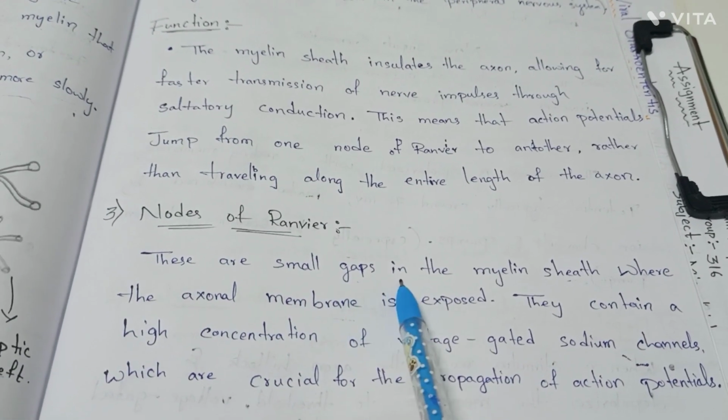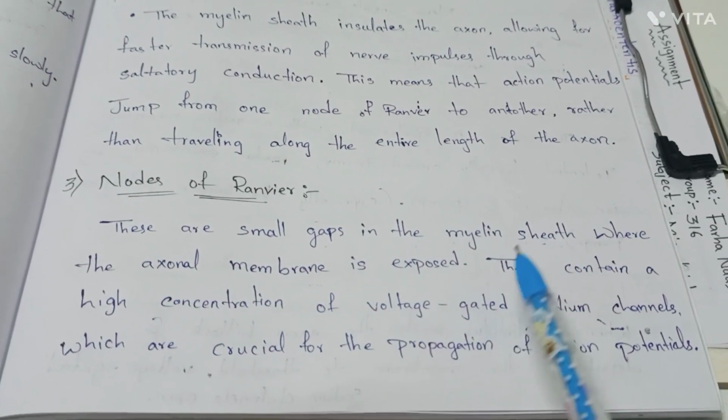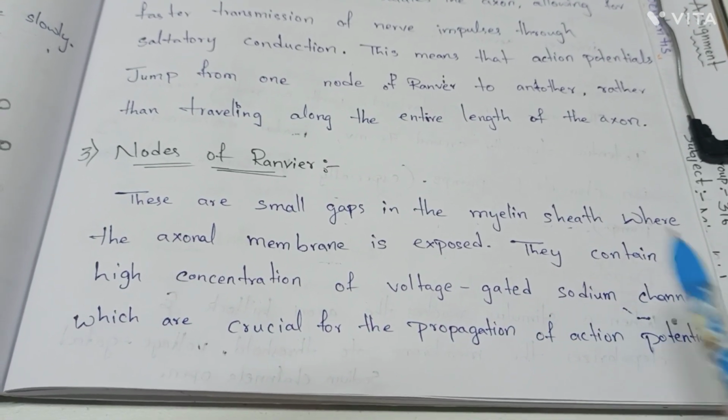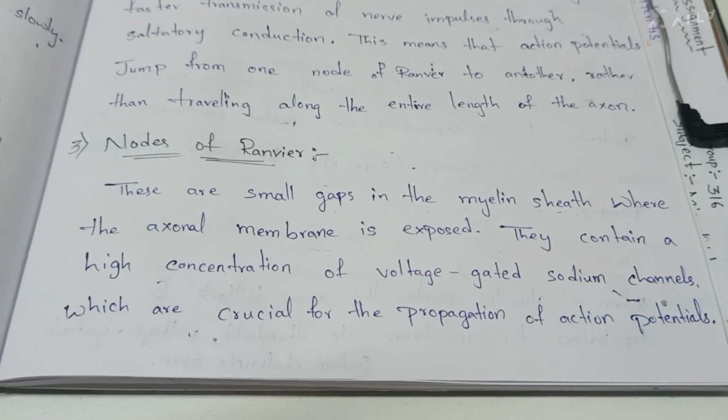Nodes of Ranvier. These are small gaps in the myelin sheath where the axonal membrane is exposed. They contain a high concentration of voltage-gated sodium channels, which are crucial for the propagation of action potentials.